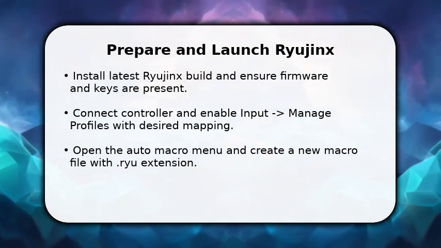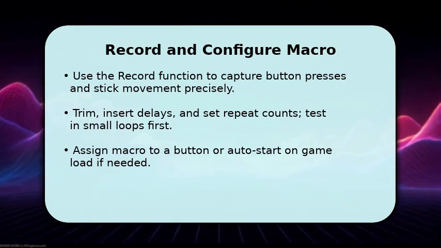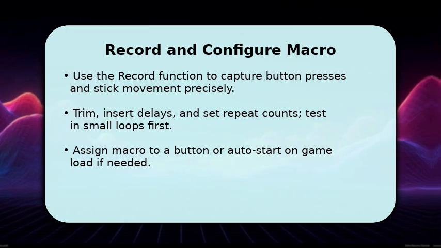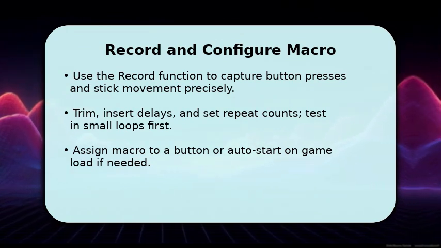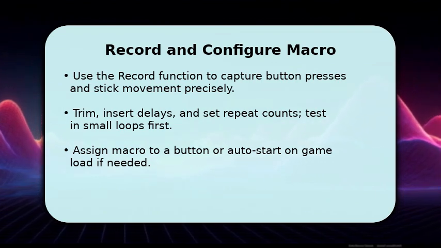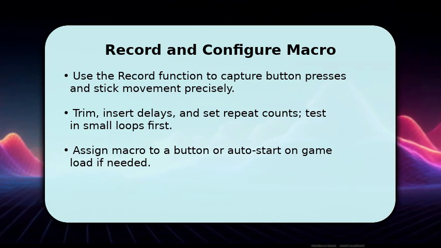Now you record the exact sequence. Hit record, perform the inputs precisely, and stop when finished. Make sure to edit timings, insert or remove delays so inputs match the game's response windows, because timing errors break long sequences. Use small loop tests to validate behavior and adjust repeat counts until stable.